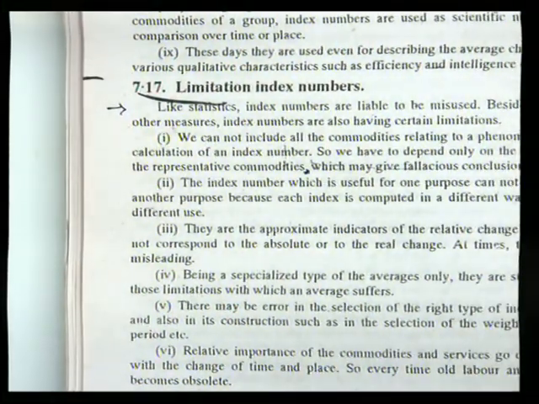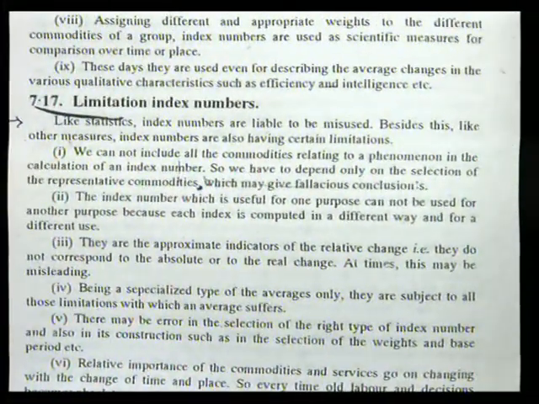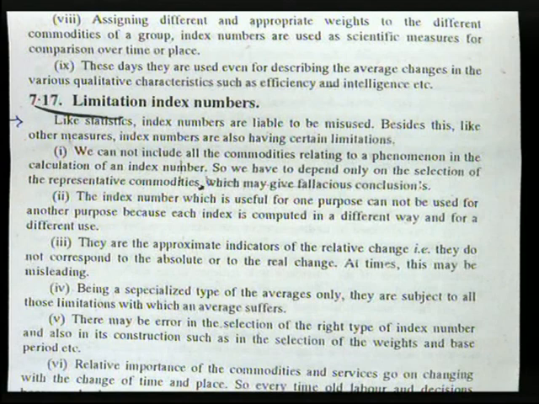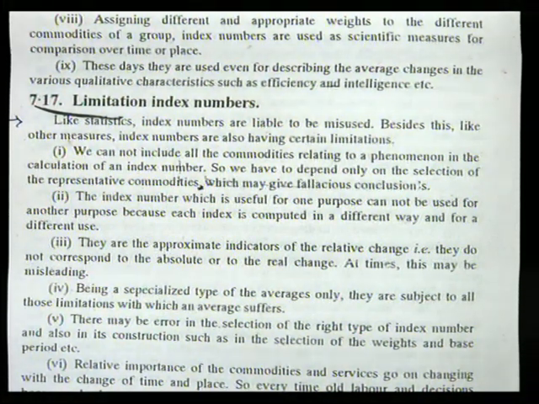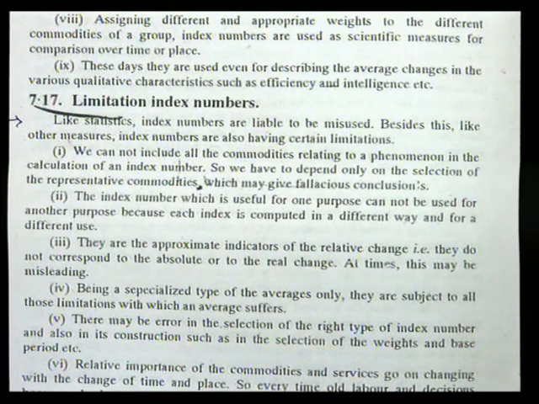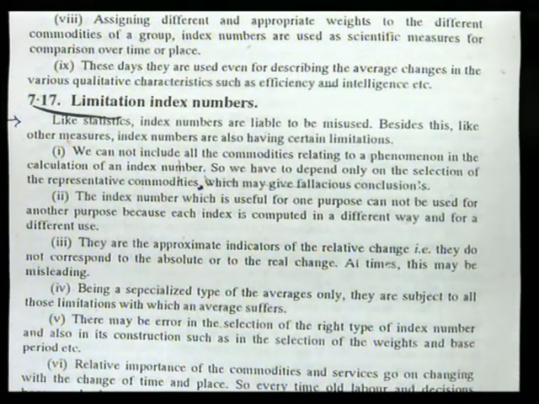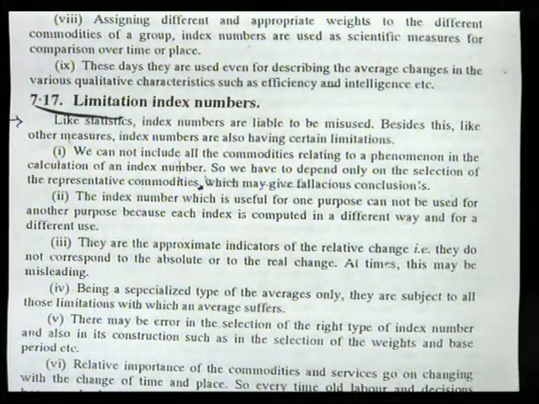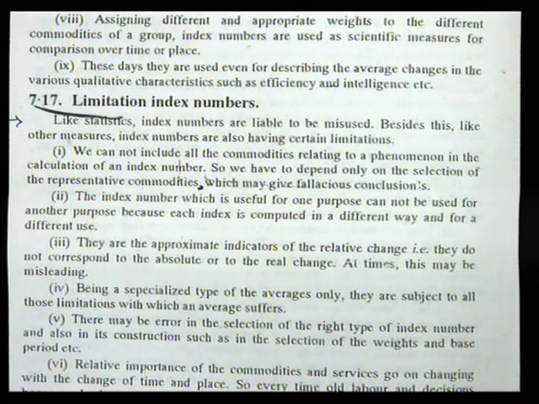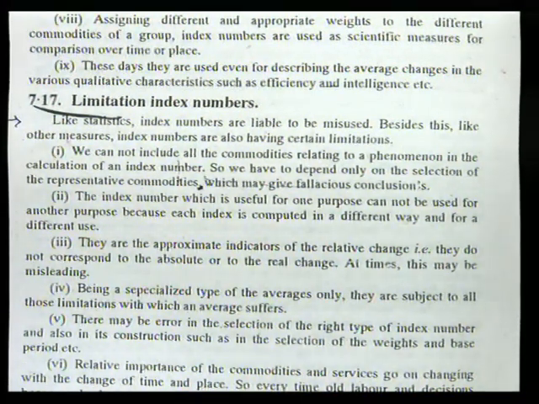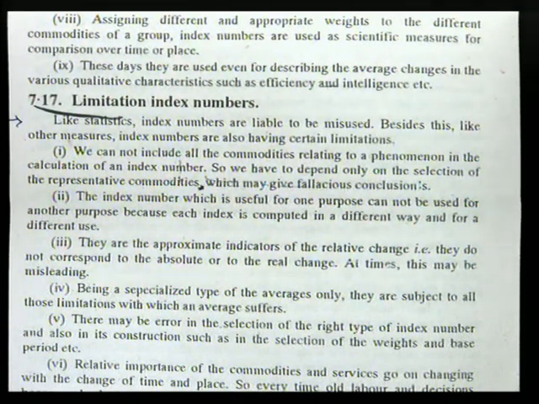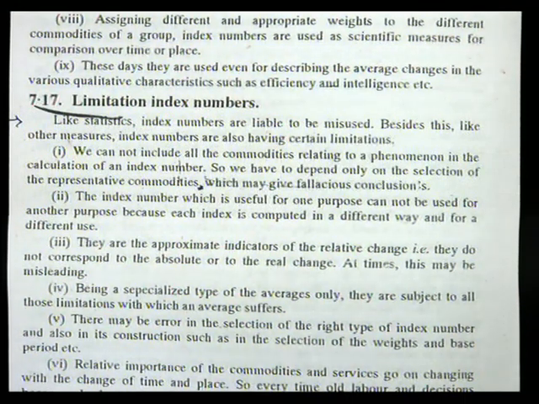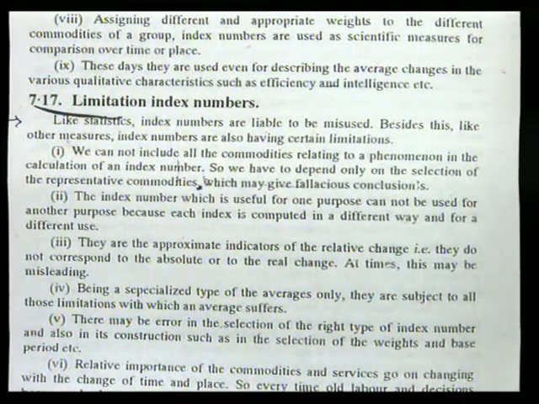Let us see limitations of index numbers. You can see on the TV screen some of the limitations. Like statistics, index numbers are liable to be misused. Besides this, like other measures, index numbers also have certain limitations. We cannot include all the commodities relating to a phenomenon in the calculation of an index number. So we have to depend only on the selection of representative commodities, which may give false conclusions.